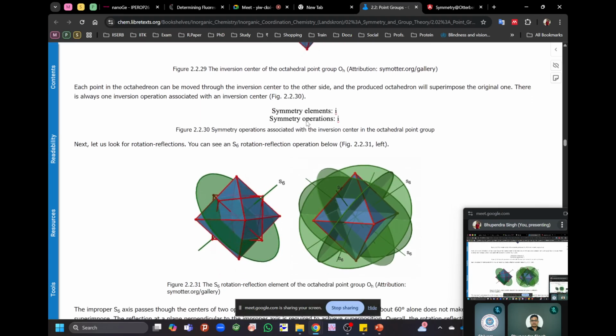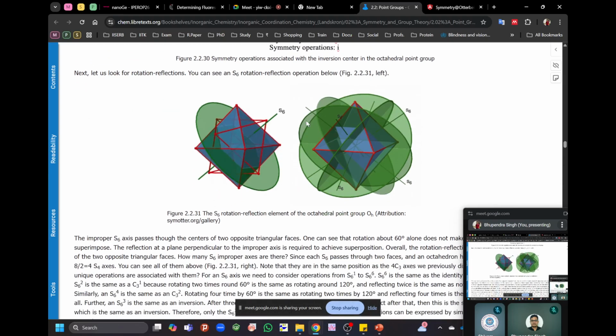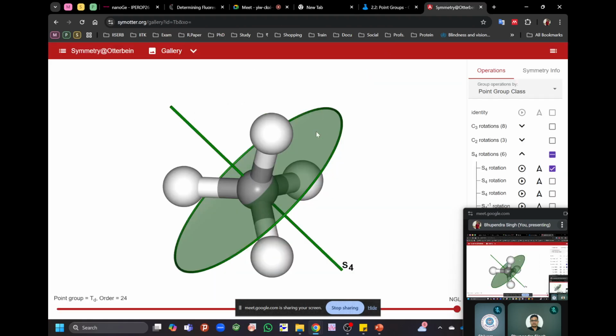Now, fourth, I've told you in the procedure that the fourth step is to find the improper axis of rotation. So here, let's see. This is how it looks. The animation is there. If you are able to visualize or not, let me see. This is the animation. So this is your rotation. Now the reflection. So I think you are able to visualize it.